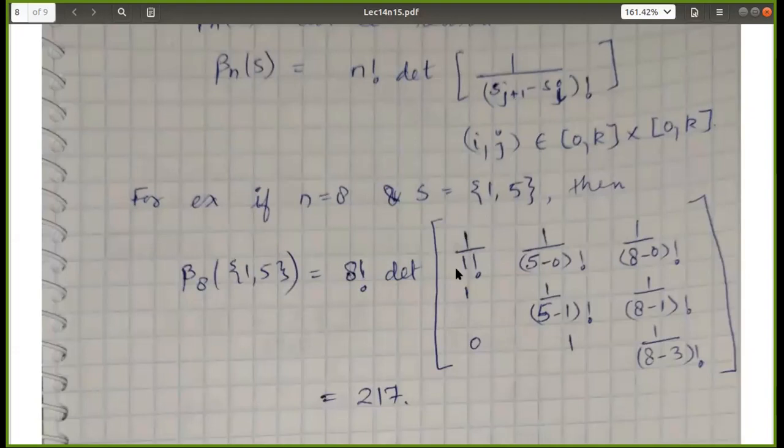So you have 1 upon 1 factorial, because you will have 0. Then you have 1 upon 5 minus 0, right? Yes. This is SJ minus SI. You're getting my point, no? So when you're standing here, it is the IJth entry. So you do 1 upon S. How did you get 0? 5 minus 0. So S1 minus S1 at this location.